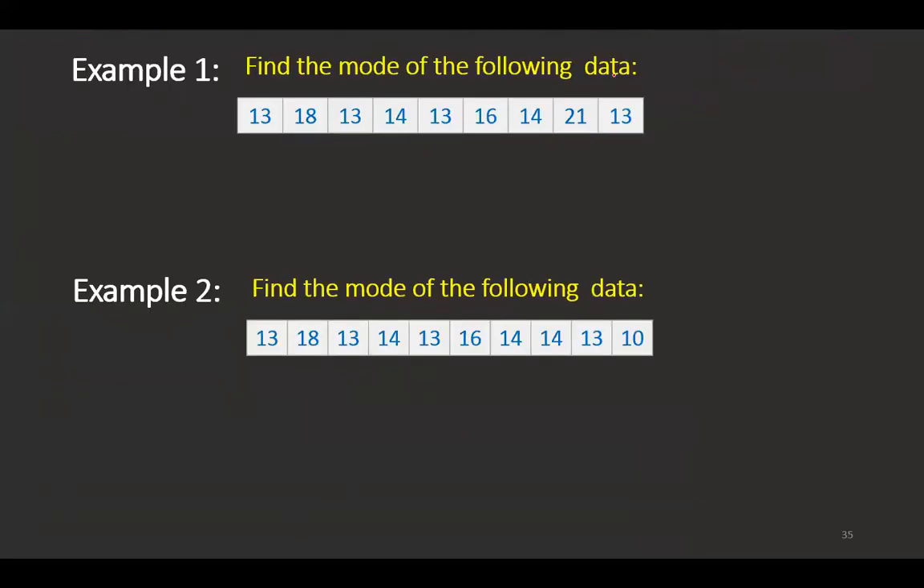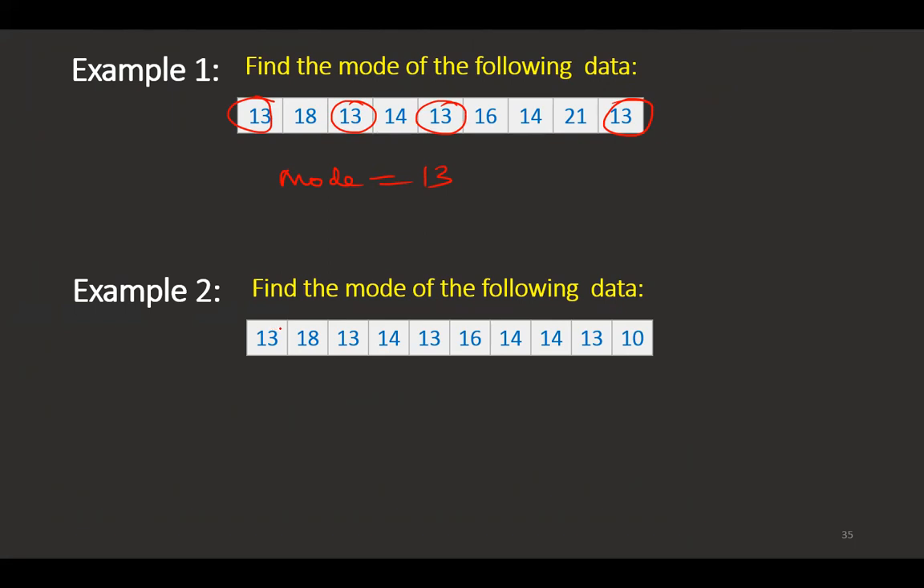See now, find the mode of the following data. Watch this: 13 has come 1 time, 2 times, 3 times and 4 times. Nothing else has come 4 times. So my mode is equal to 13. The frequency is 4 times, but we are not writing the frequency; we will be writing the mode value.